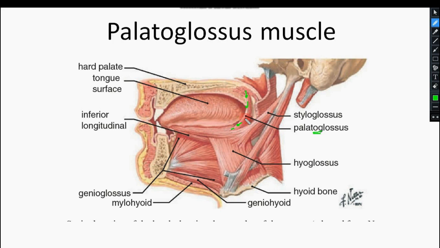The action of this: see, this is the point of origin and this is the point of insertion. So the force will act toward this direction. So it will elevate the tongue. It will elevate the base of the tongue.